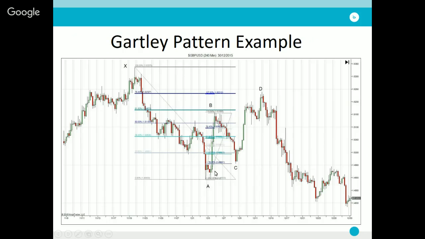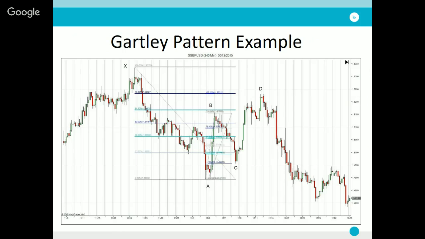We then have our corrective leg higher, the AB leg, and you can see this falls just short of the 61.8% retracement. So it comes ever so close to actually tagging that level, but it falls just short before retracing down, and you can see that we trace down nicely between the 38.2% retracement and 88.6% retracement of this AB leg before reversing higher and trading all the way up to the 127 extension of that AB leg, which coincides nicely with the 78.6% retracement of that XA leg.